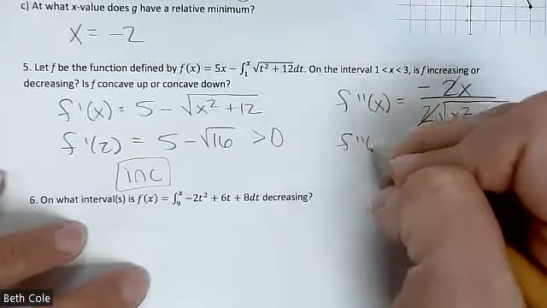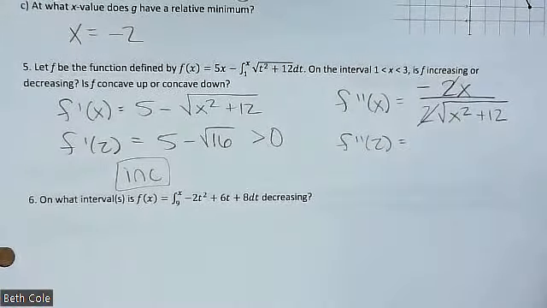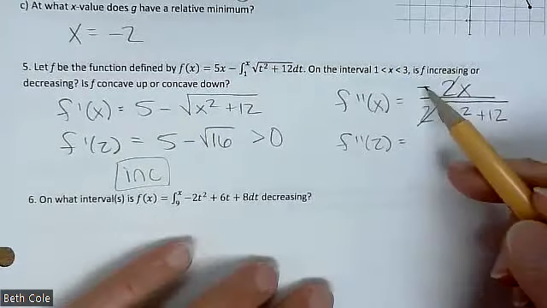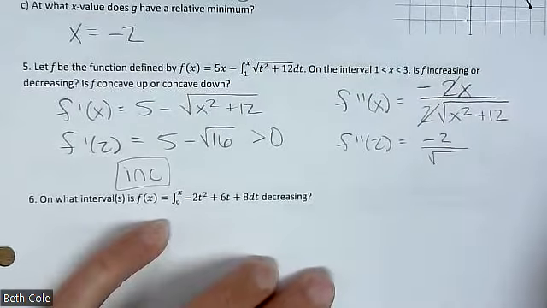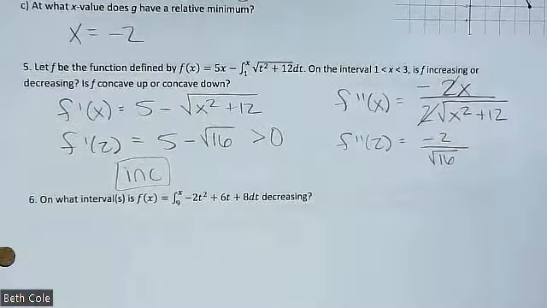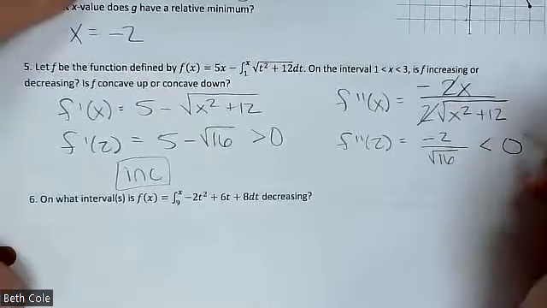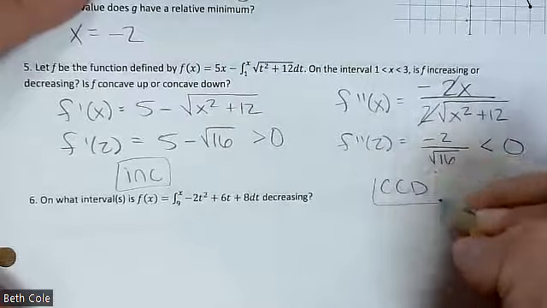And again, I would plug in 2 because it's within the interval that we're looking at. Just going to finish this one, then we'll do our break. So the numerator would just be -2. The denominator would be square root of 16. The point is, though, that that is negative. So that tells you that your graph is what? Concave down. Perfect.